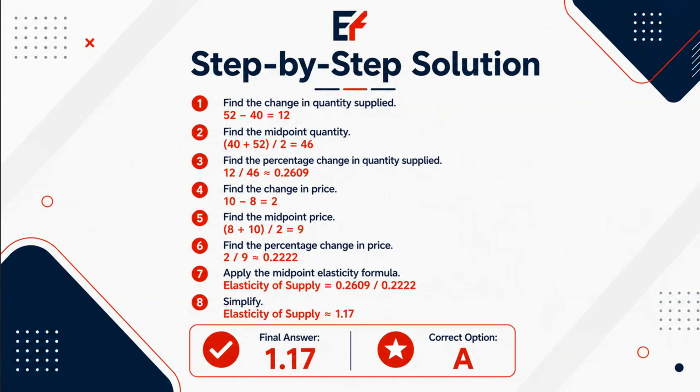So the percentage change in price is 2 divided by 9, about 0.2222. Divide 0.2609 by 0.2222, and elasticity is about 1.17. Option A is correct. Option B and option C are too low, while option D is too high. Remember, the midpoint method uses average price and average quantity, not the starting values.